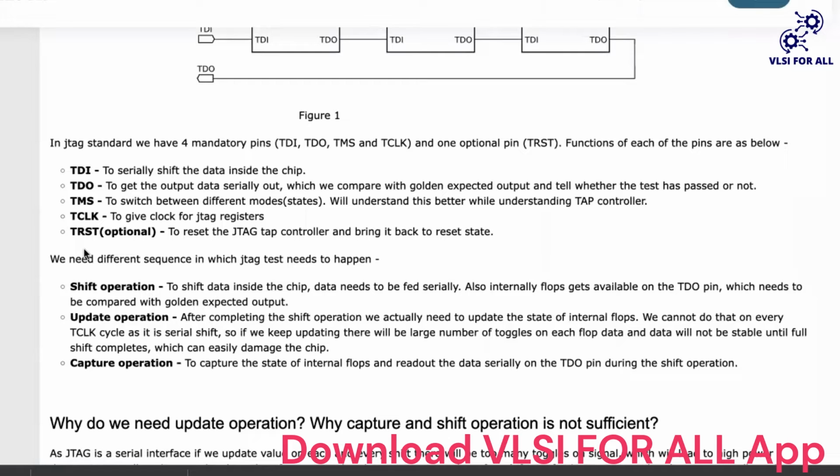But one point to remember here is that TRST is an optional pin. It's not a mandatory pin for the JTAG standard. Why is it optional? We will understand that again when we cover the TAP controller. But just remember this, it gets asked many times in interviews: what are the mandatory pins of JTAG and what are the optional pins of JTAG? So whenever someone asks you what pins are needed for the JTAG architecture, you have to answer that there are 4 mandatory pins and 1 optional pin.